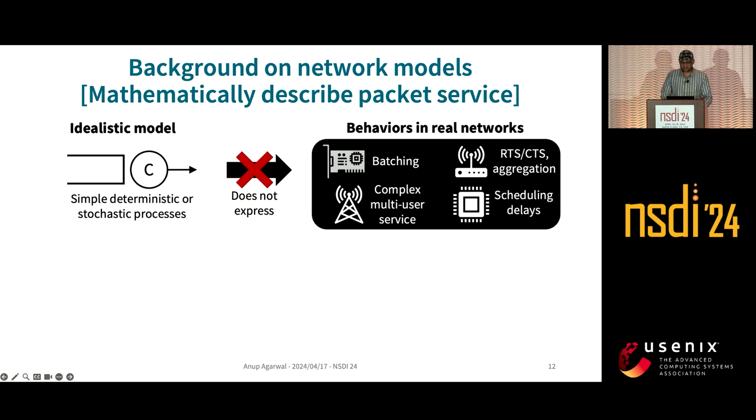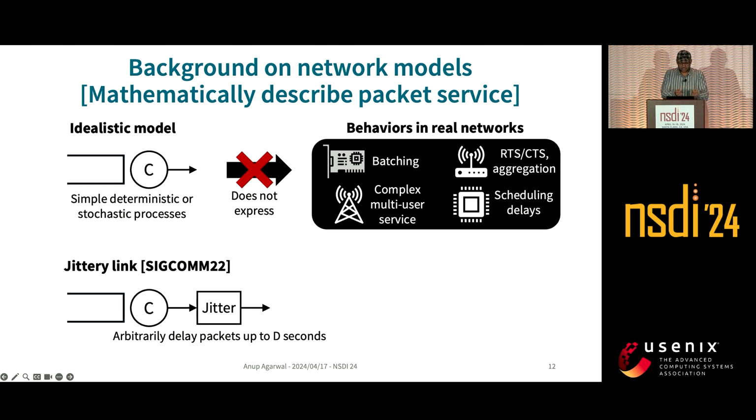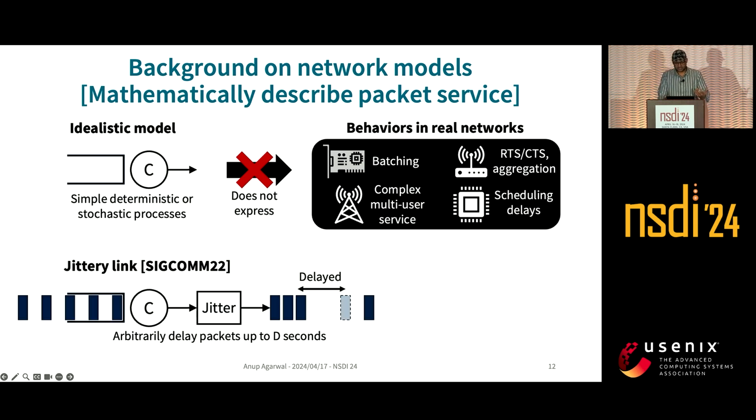However, real networks are far more complicated. They consist of different network elements which may aggregate packets for performance reasons. They may need to negotiate when they can transmit packets if they're using a shared wireless channel, and more. All of these facets create variable delays in the processing of packets that have nothing to do with congestion. And recent work has shown that if to this idealistic model, we just add a box that can delay packets arbitrarily up to some amount, then we can provably express the cumulative effects of these network elements.